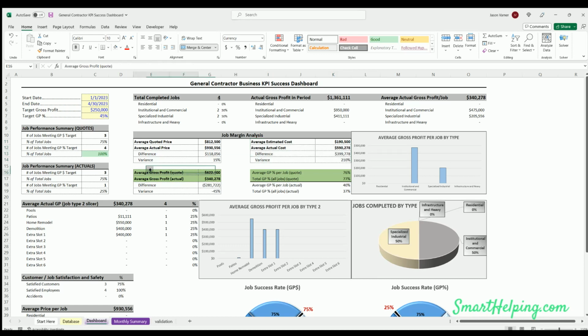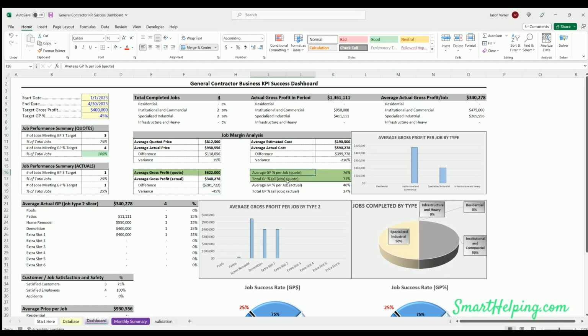Then here we've got conditional formatting that shows you if your average gross profit on the quoted jobs and the actual gross profit is going to be green if it's meeting this target. So you can see if I put this up to 400,000, only one's going to be green, and that's the quote. So here my quoted gross profit is meeting the target, but my actual is not. So that's a variance of negative 45% under. So my quoted profits are looking good, but when it actually comes down to what happened, I'm doing about half of what I need to be doing.